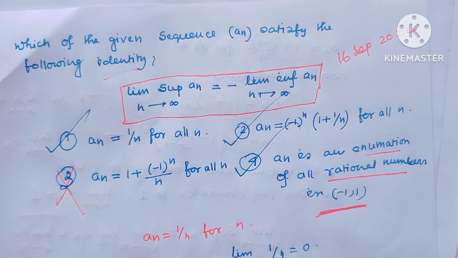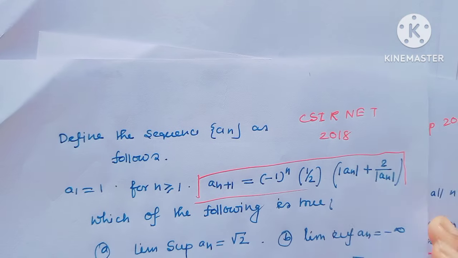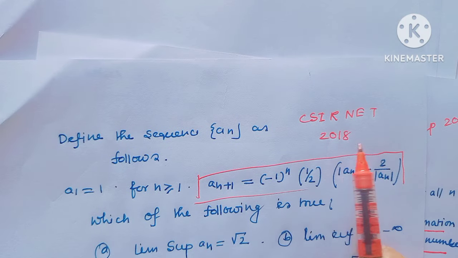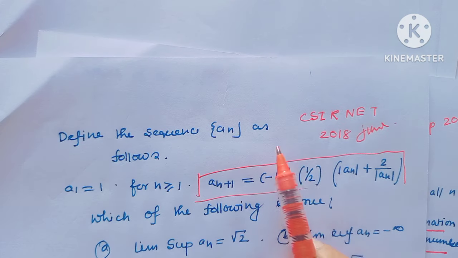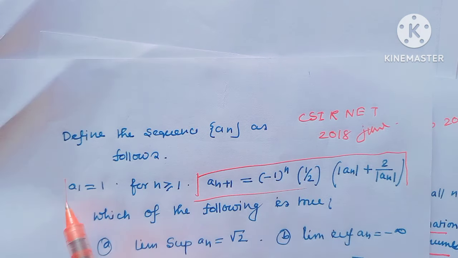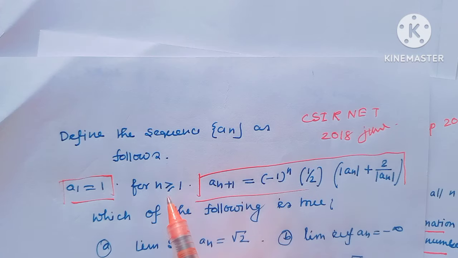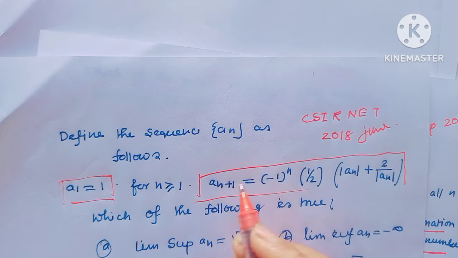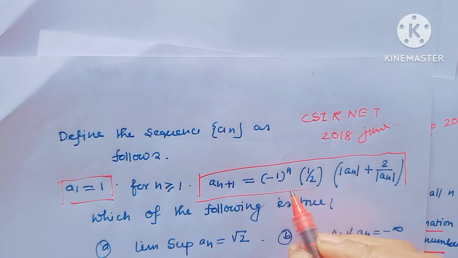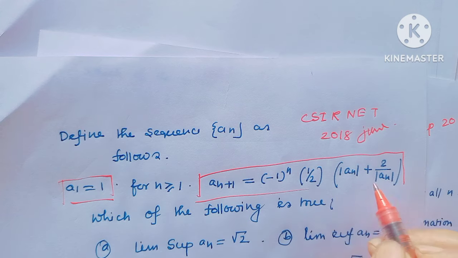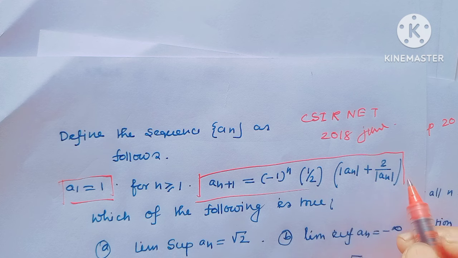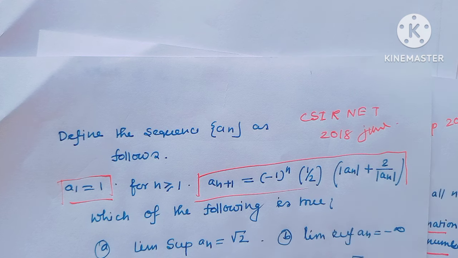I hope all my viewers have understood now. Okay, now I will see one question which came in the CSIR 2018 June exam. The question is: define a sequence an as follows: a1 equal to 1, and for all n greater than or equal to 1, an plus 1 is minus 1 to the power n, half times the absolute value of an plus 2 divided by the absolute value of an. Then which of the following is true?